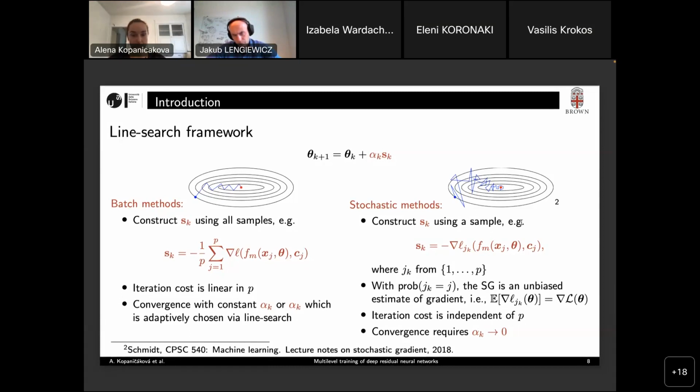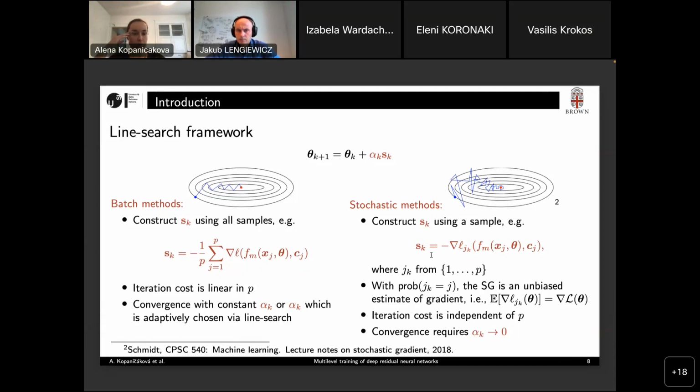What is important if we compare these two approaches is that in batch methods, our iteration cost depends linearly on the number of samples in our dataset. In stochastic methods, our iteration cost is independent of the number of samples in our dataset. So these methods are much more effective in terms of iteration cost. Something in between is often also done, which is called mini-batch methods, where instead of using just a single sample, we use a small subset of samples in our dataset.